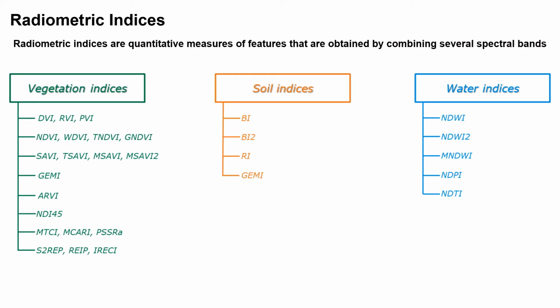Now let's go a bit deeper into data processing and how multispectral data can be used to monitor vegetation and crops. One of the main methods used for monitoring vegetation, but also soil and water, are radiometric indices. The radiometric indices are quantitative measures of features that can be obtained directly from remote sensing data by combining several spectral bands.